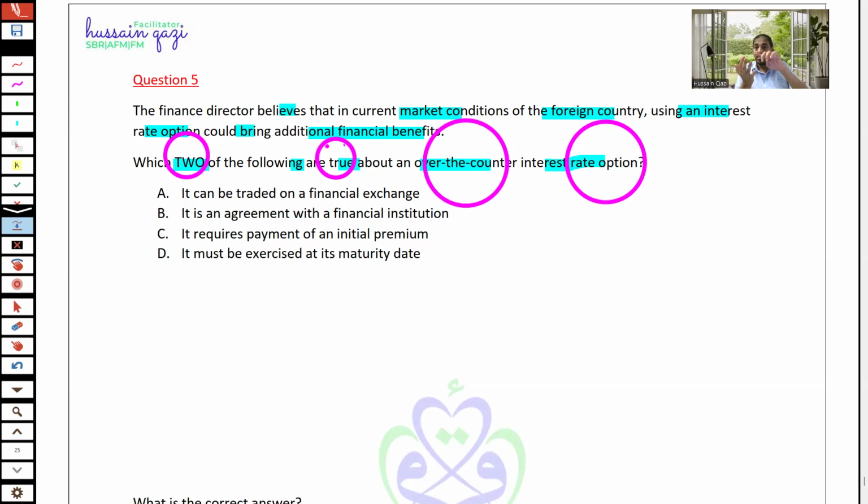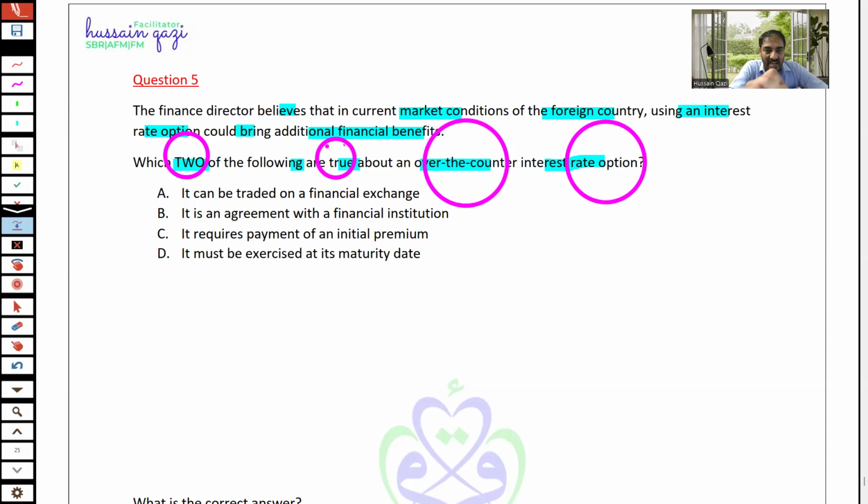So number 1, this is an option. Number 2, over the counter: the concept is option, the keyword is over the counter. Number 3, which 2 are true: you need to identify 2 true statements. Recall your studies about options and then apply the educated guess. First, eliminate what you feel is obviously wrong.